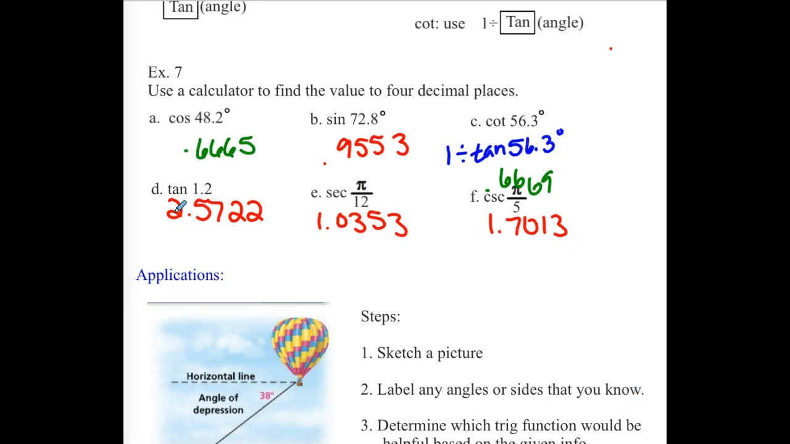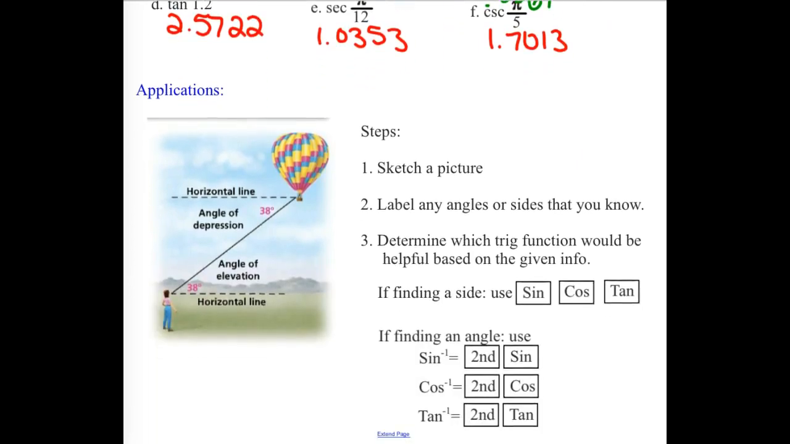The last little bit that we're going to talk about deals with some word problems using trig. First hint I would give to you is to draw a picture if you aren't given one. Okay?